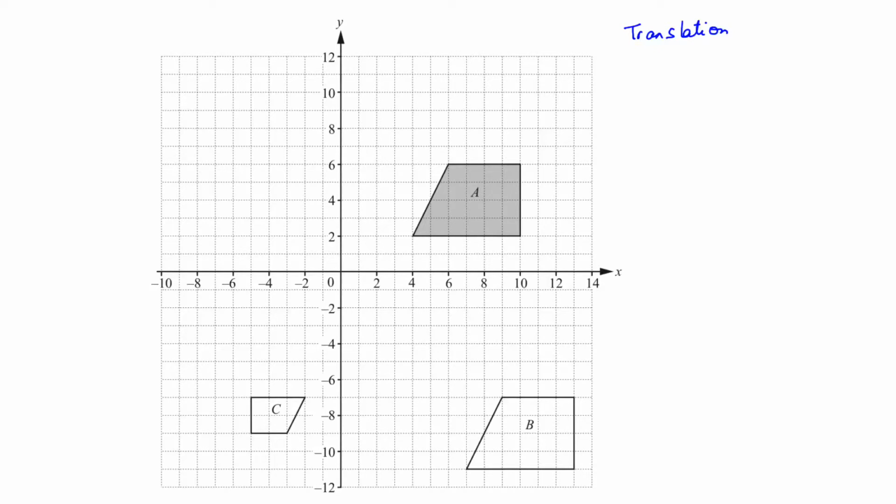For translation, you have to specify that it is translation and write the translation as a column vector like this. The top number represents your x value and the down one is your y value. If you move your x to the right, your x will be positive, and if you move your y up, your y will be positive. If you shift the x point to the left, your x will be negative, and if you shift it down, your y will be negative.